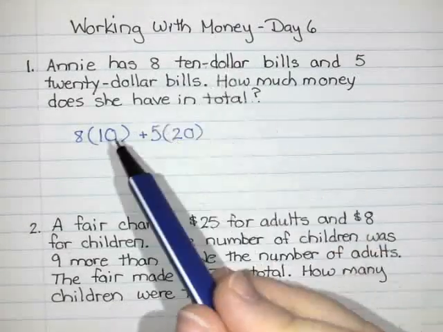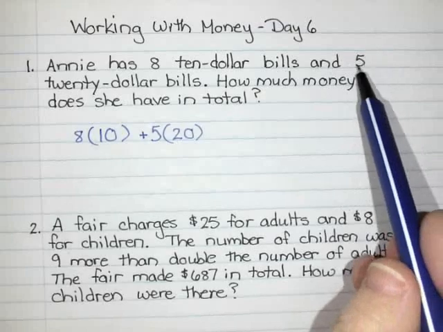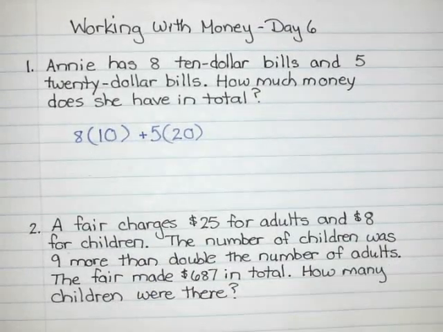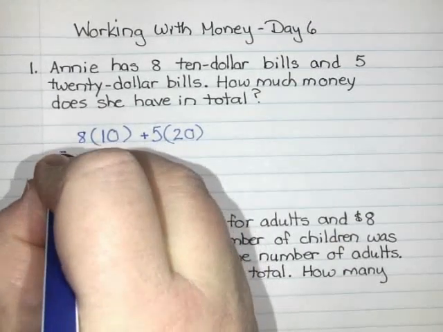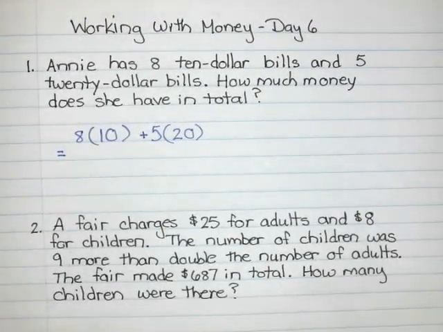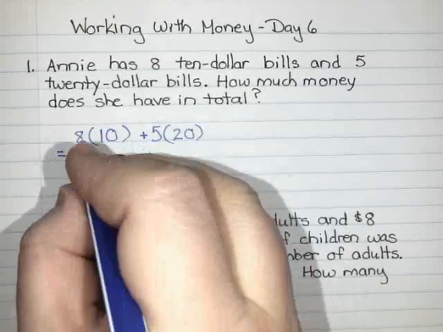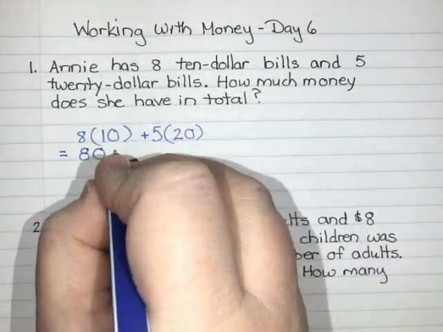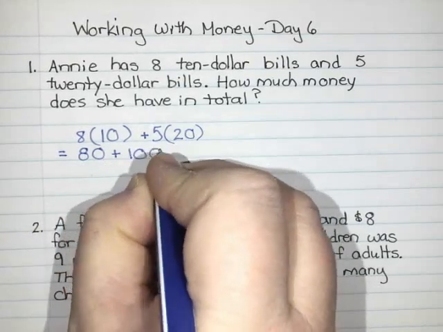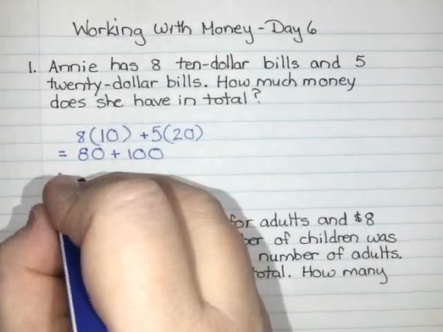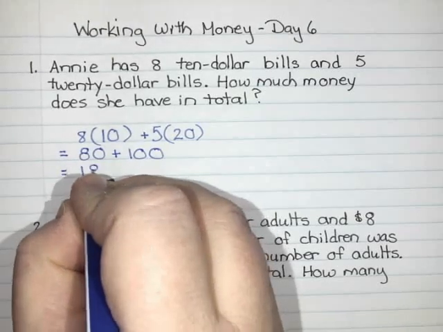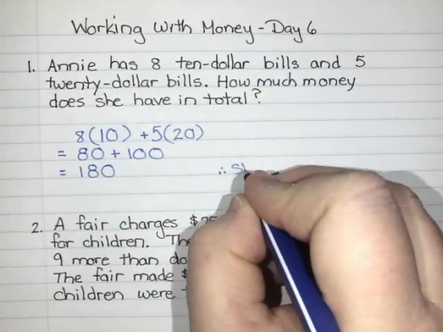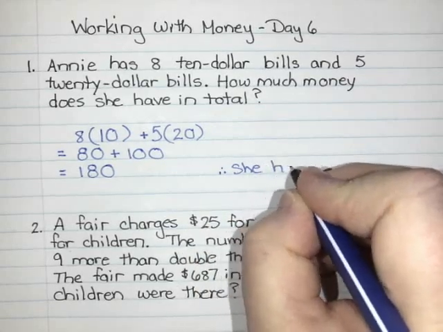So if I have 8 $10 bills, I do 8 times 10. If I have 5 $20 bills, I do 5 times 20, and then I add the two together to get my grand total. So order of operations says you always need to multiply first. 8 times 10 is 80, and 5 times 20 is 100. 80 plus 100 is 180. So she has $180.